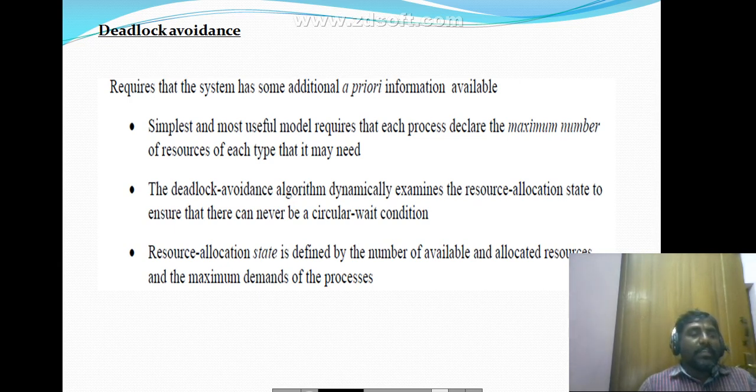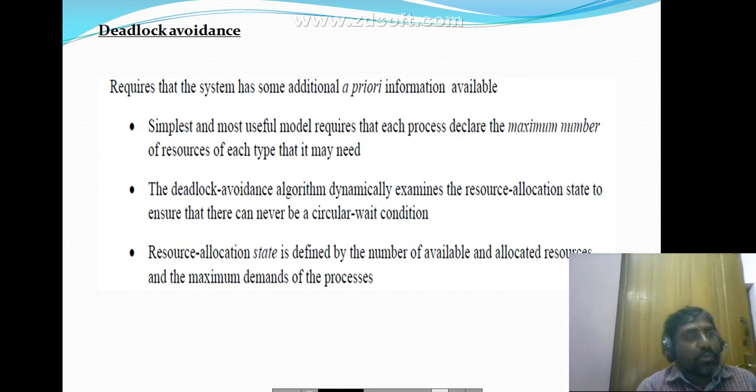The simplest and most useful model requires that each process declares the maximum number of resources of each type that it may need. And one more thing is the deadlock avoidance algorithm dynamically examines the resource allocation state to ensure that there can never be a circular wait condition. In this one, there is no situation of circular wait condition. The resource allocation state is also defined by the number of available and allocated resources. Okay, so this is the deadlock avoidance.